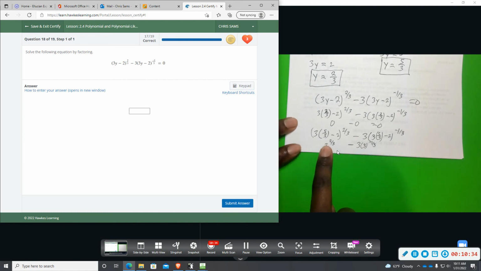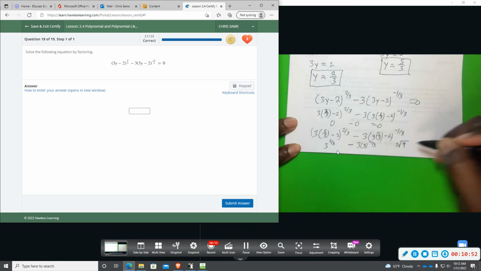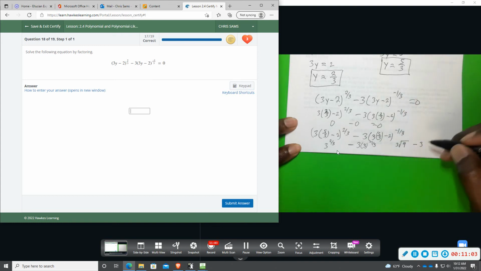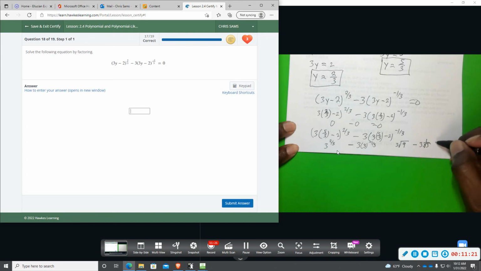Alright, simplifying this, let me just rewrite them both. This is going to be 9, so I'm going to square the 3, that's going to give us 9. It's going to give us the cube root of 9, and then minus 3, and then this negative 1/3 is going to move it down in the denominator, so I'm going to have 1 over 3, but then this gives us the cube root of 3. So this is what we're looking at, and from this point I can continue to simplify, but I'm just going to plug in the calculator and see if this equals 0. So the calculator can at least give us that number.